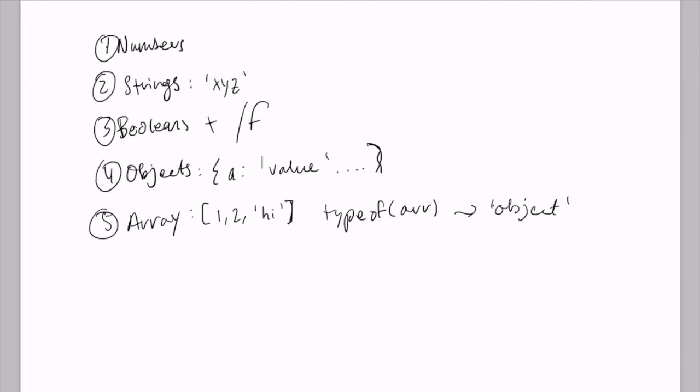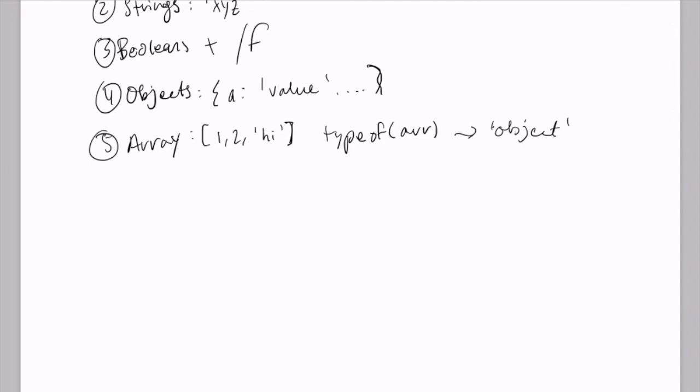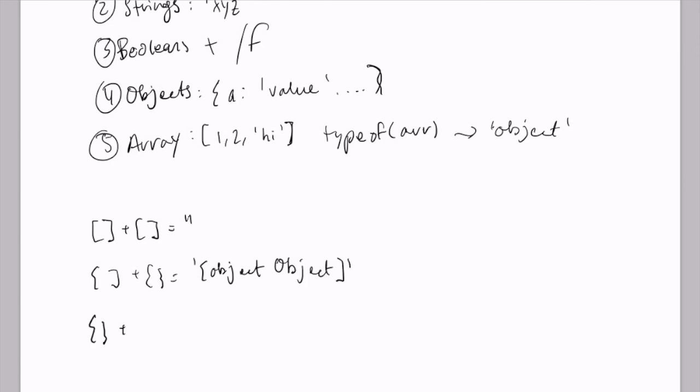Now, one of the things I wanted to cover was how the WAT.js video managed to get the results that it did. More specifically, these are the 4 different expressions that Bernhardt, the person who gave the talk, managed to replicate. First we have array plus array is equal to empty string. Array plus object is equal to the string "[object Object]". Object, with the curly brace syntax, plus an array is equal to 0. Object plus object is equal to not a number.